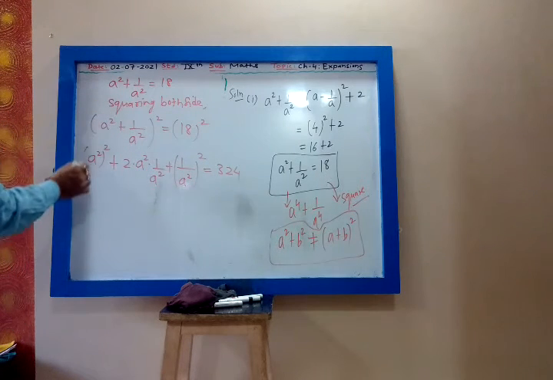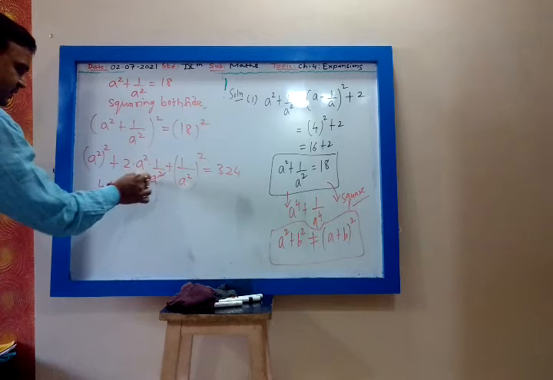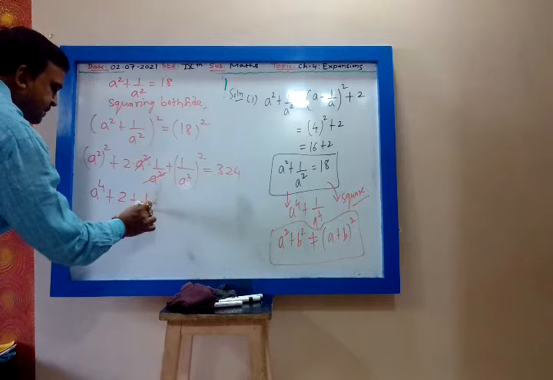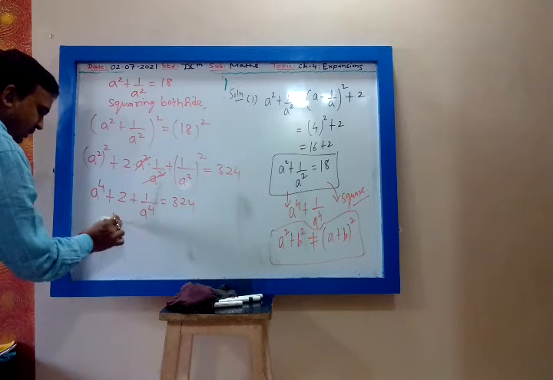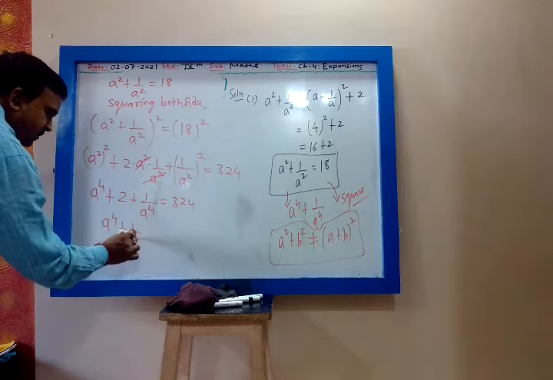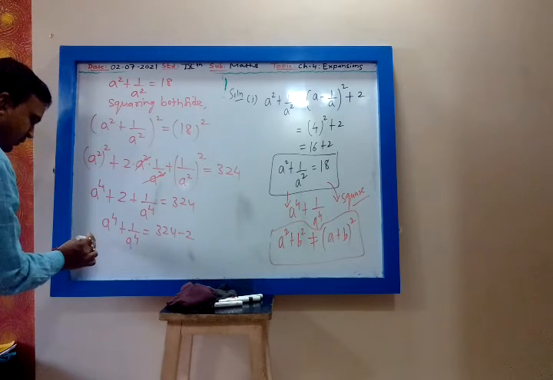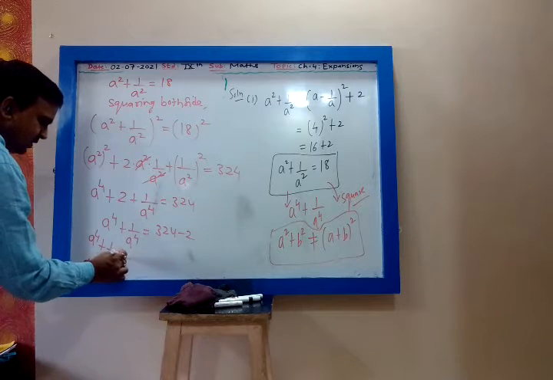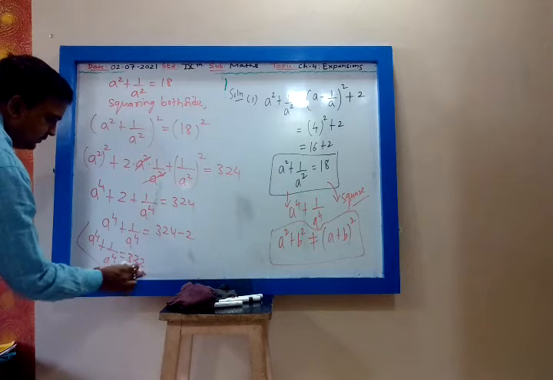Okay. So a raised to 4 plus a square get cancelled. That is 2 plus 1 upon a raised to 4 is 324. So a raised to 4 plus 1 upon a raised to 4 is 324 minus 2. So a raised to 4 plus 1 upon a raised to 4, this answer will be 322. Answer is 322.